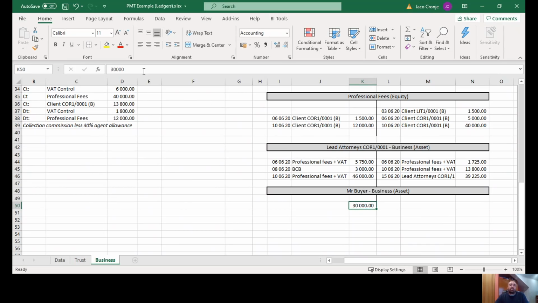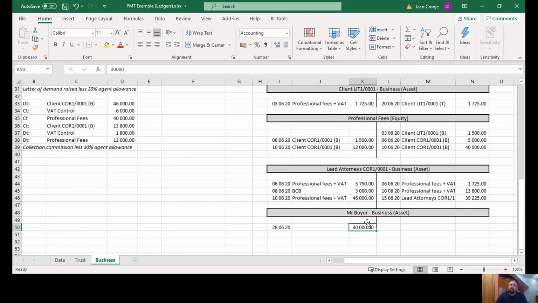Do I now have to go times 1.15? And the answer is no, I don't, because the question says that is the inclusive amount. So if that's my inclusive amount, that's the debit. So I know I need to go and credit professional fees. There, I'm going to say Mr. Buyer business, that divided by 1.15, because my fee is the ex-VAT portion.